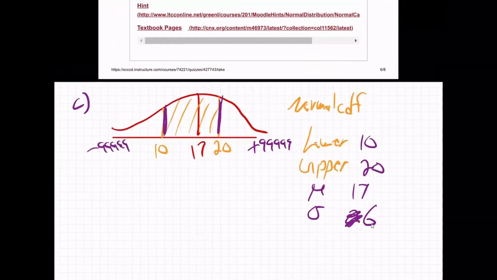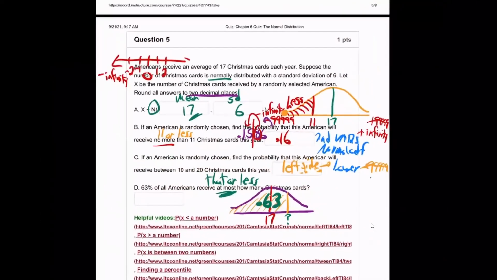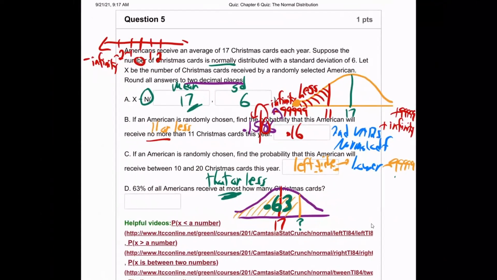So we'll come on down here. There it is. And we'll do inverse norm. So, okay. Inverse norm. And it says area means area left, and that'll be the 0.63 because that's the area to the left. And the mu and the sigma, that's the mean and the standard, 17 and 6. Type those in, hit the buttons, and you'll get an answer, and you round that to 2 decimal places. And so there we go.